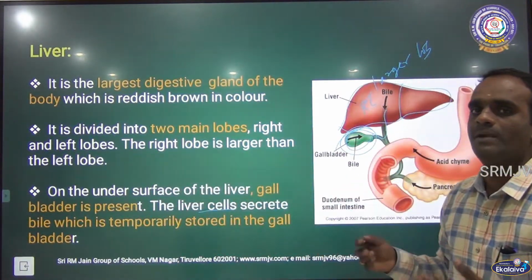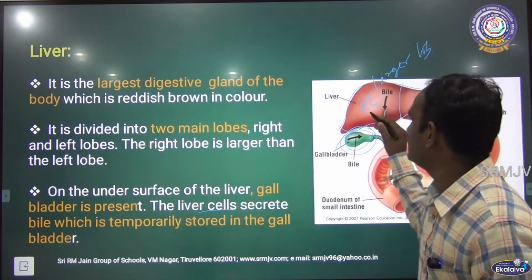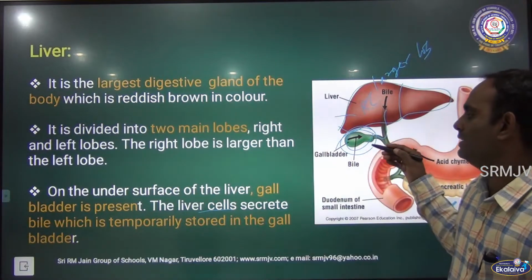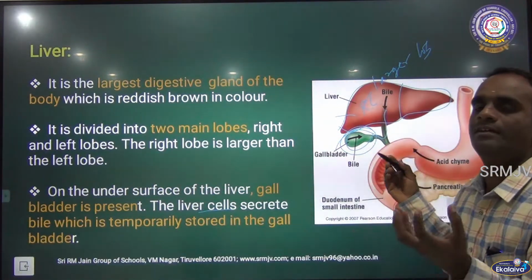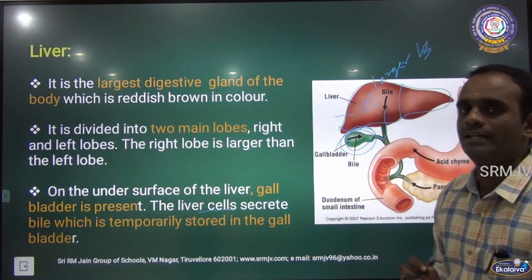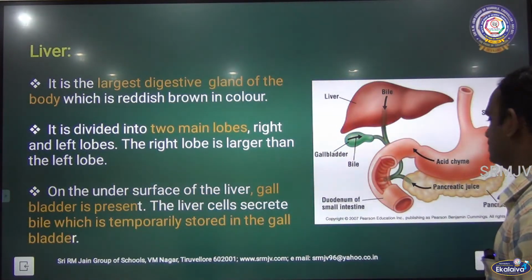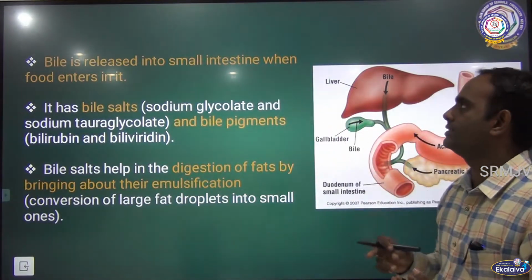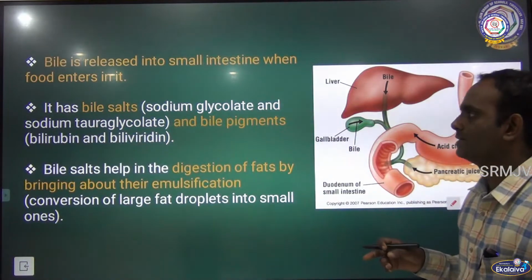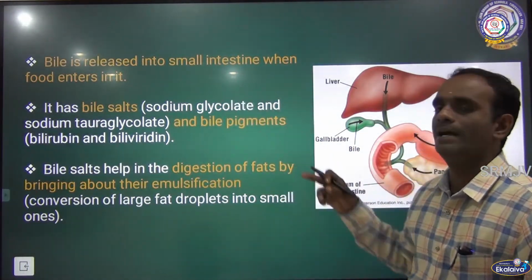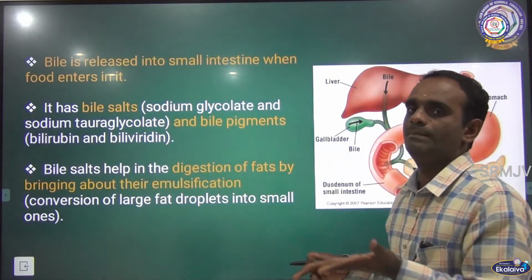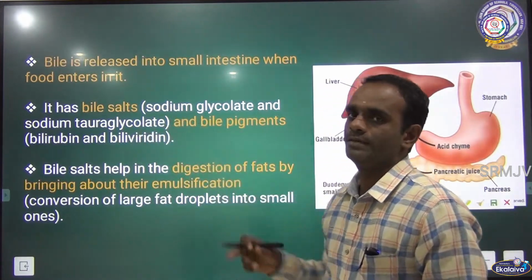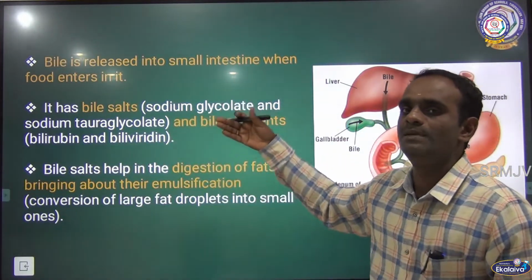The main function is the secretion of the liver. Liver secretes bile salts and bile pigments. So the bile salts and bile pigments are temporarily stored in the gallbladder. Clear? Bile is released into the small intestine when the food enters it. It has bile salts and bile pigment. Bile is nothing but bile salts and bile pigment. Bile salts are sodium glycocholate and sodium taurocholate, and bile pigments are bilirubin and biliverdin.